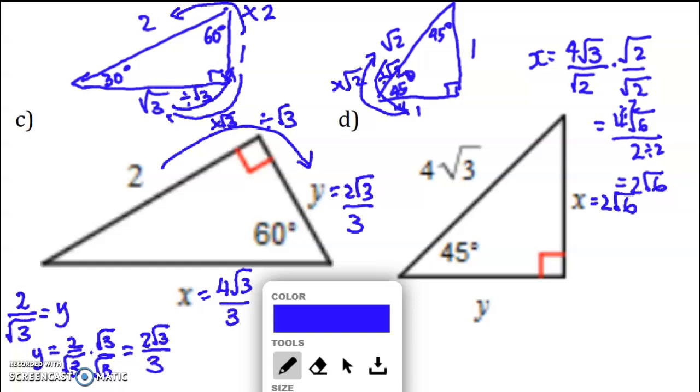Okay? Now, if you know that x is 2 root 6, what's y? Remember, the legs of the 45, 45, 90-degree triangle are always exactly the same because it's an isosceles right triangle, right? So it's going to be 2 root 6 there again.